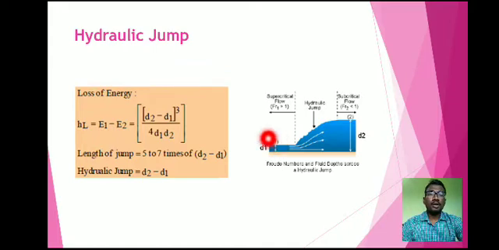And we saw already some losses in the hydraulic jump, the loss of energy due to eddy formation. Therefore, head loss should be equal to (D2 minus D1) power cube divided by 4 D1 D2. The length of the hydraulic jump should be 5 to 7 times D2 minus D1. Therefore, the height of the hydraulic jump is D2 minus D1.